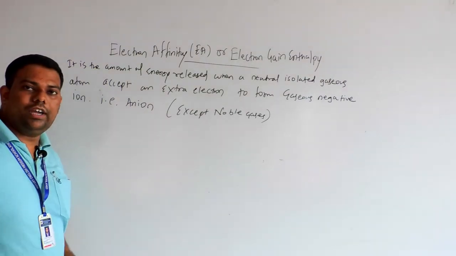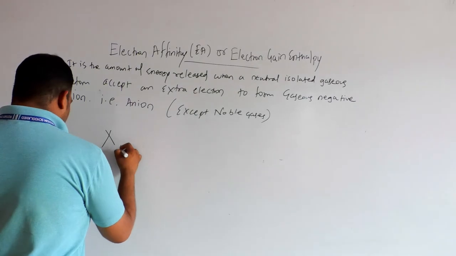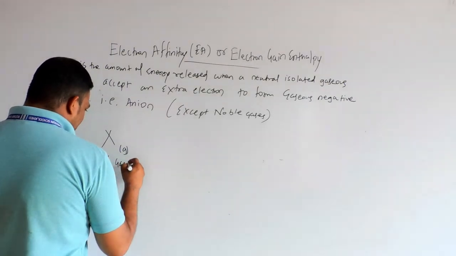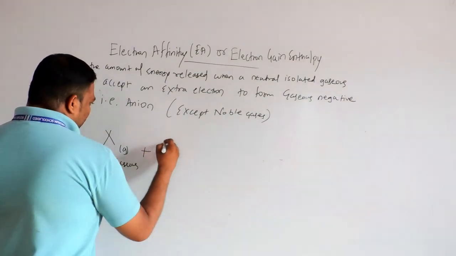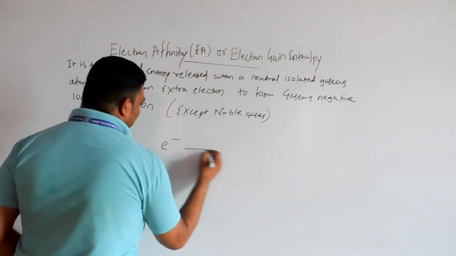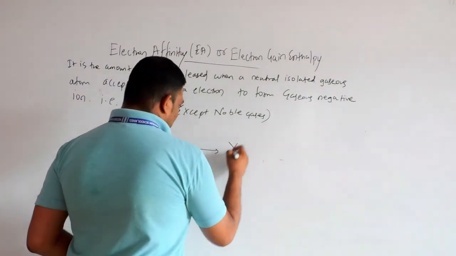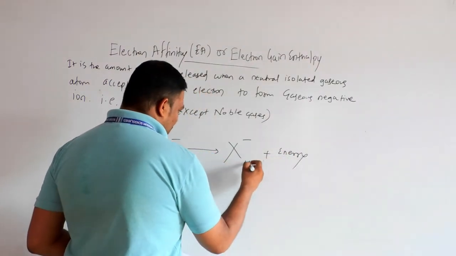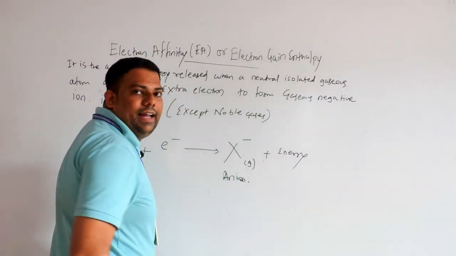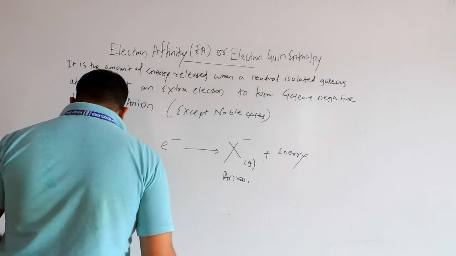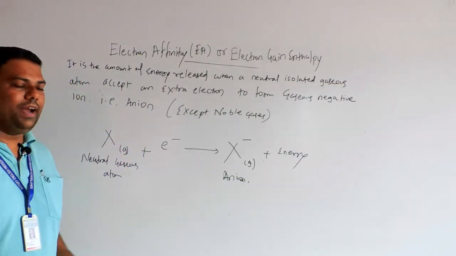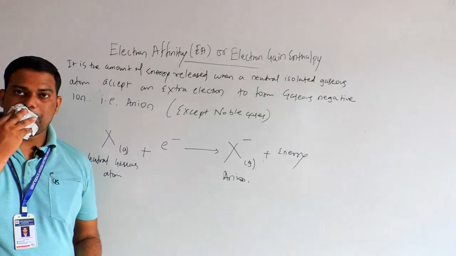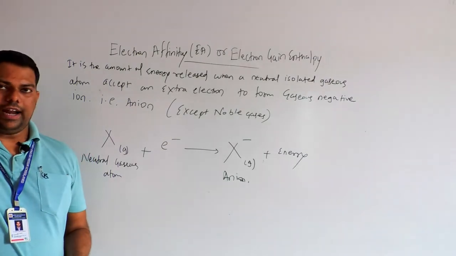So here we can show it diagrammatically: a neutral gaseous atom, plus an electron, meaning addition of an electron. It will take an electron, and energy will be released. So here we get an anion. Understood. Now keep one more thing in mind: the greater the amount of energy released, the higher the electron affinity. So write this trend in your notebook.